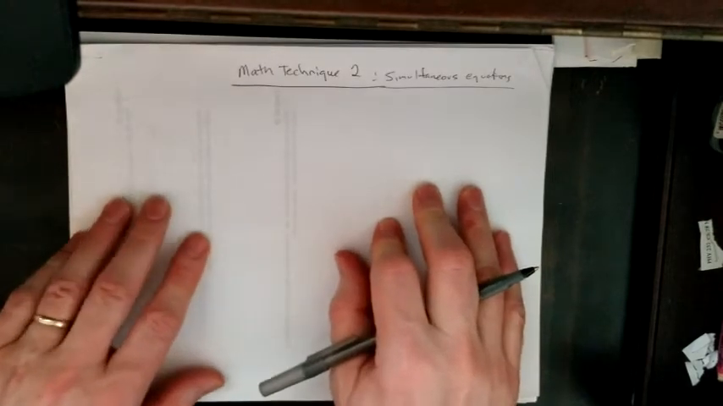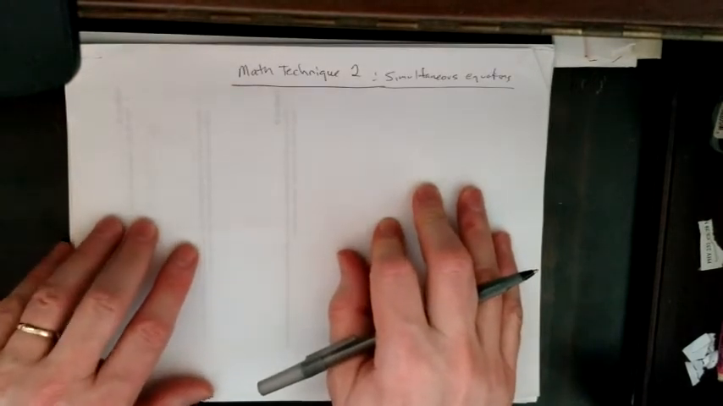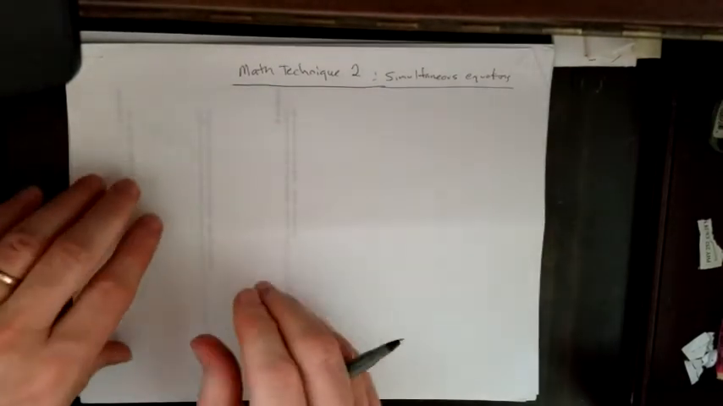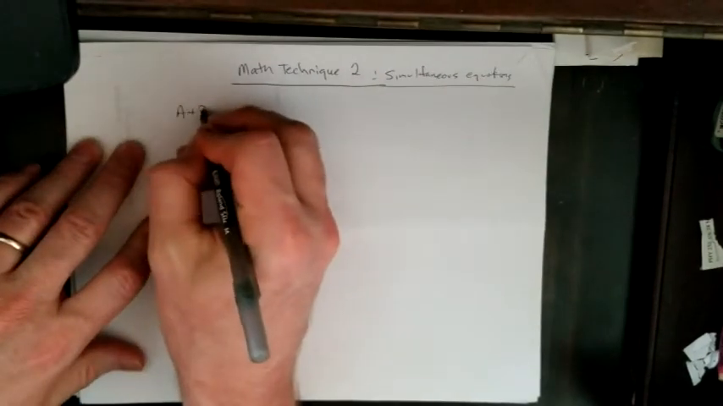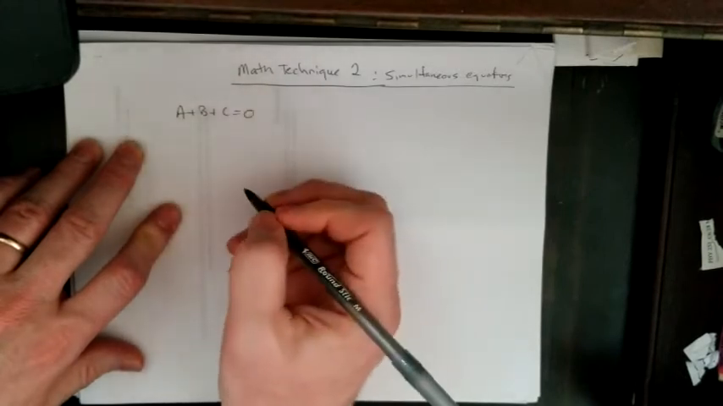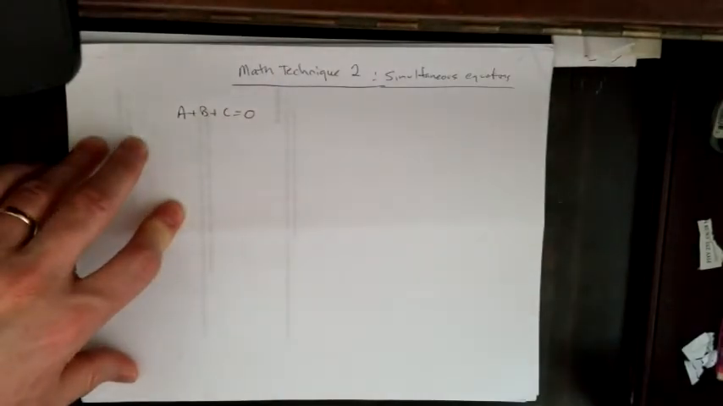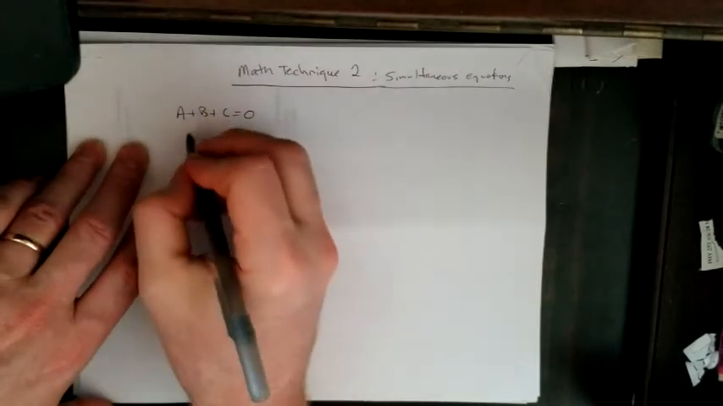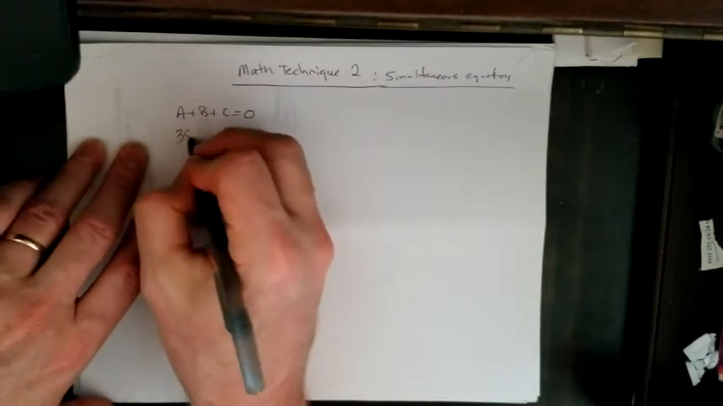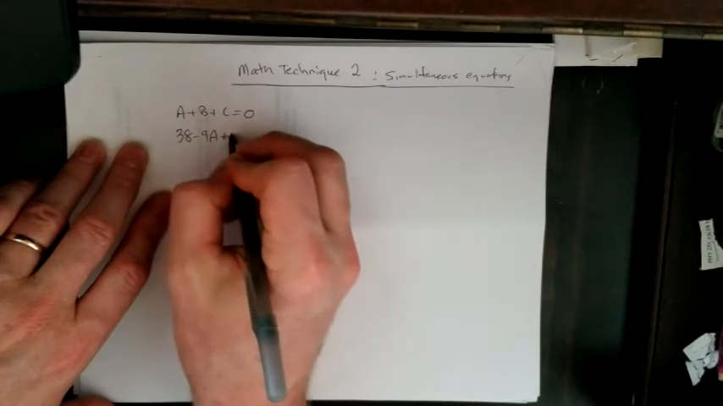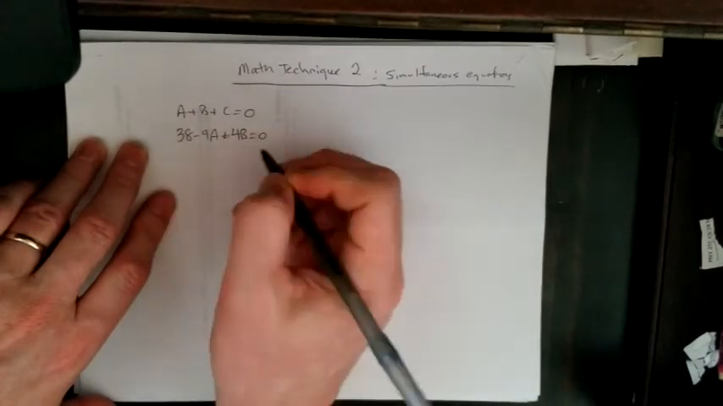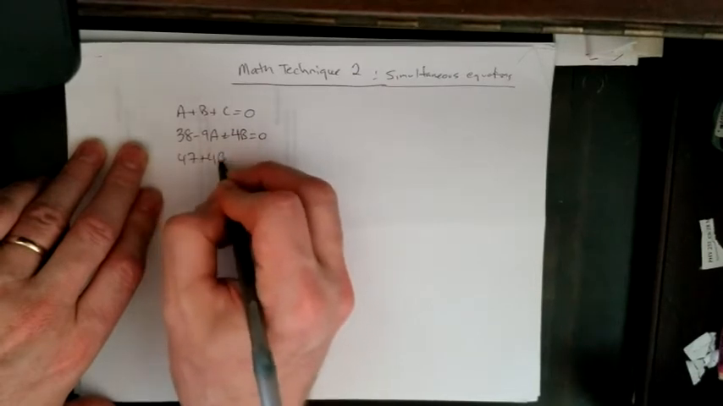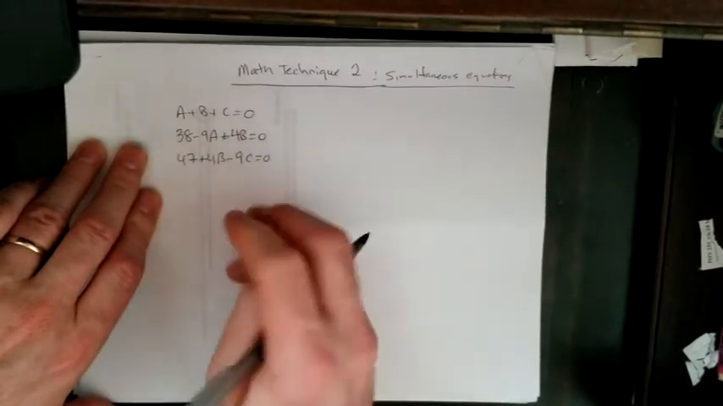Math technique number 2. This is for physics method 1. I had 3 equations. Let's start out with the 3 equations. A plus B plus C equals 0. I'm assuming you've seen math technique number 1 for this, and so you understand what A, B, and C are. Then I have 38 minus 9A plus 4B equals 0. And then 47 plus 4B minus 9C equals 0.